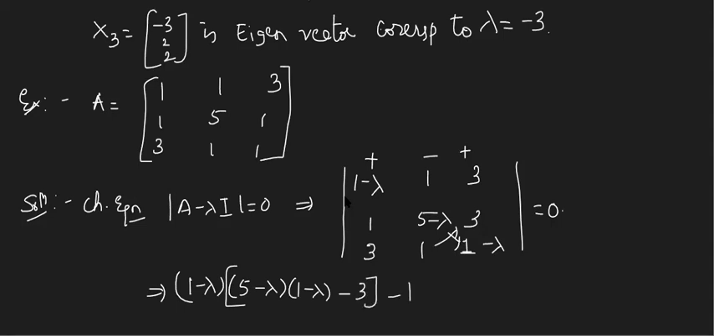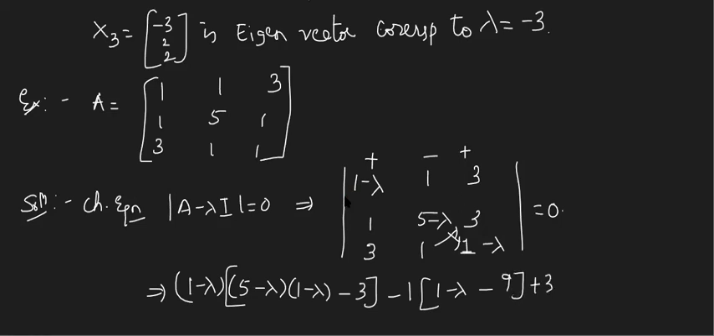Next, minus 1 into. Leave the row and the column. You know how to take. 1 into 1 minus lambda, 1 minus lambda minus 3 into 3. 3 3s are 9.